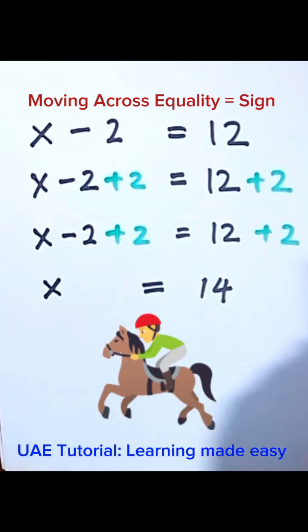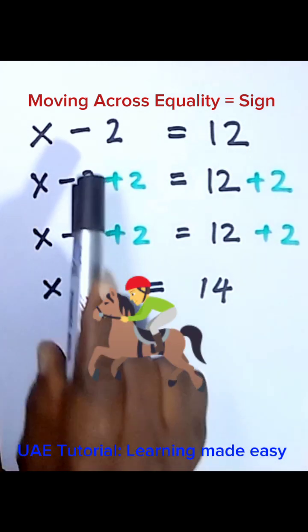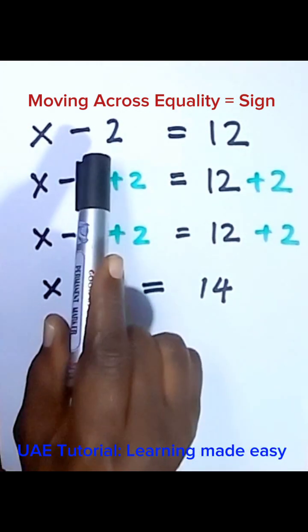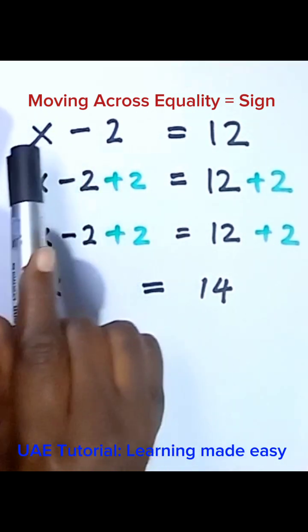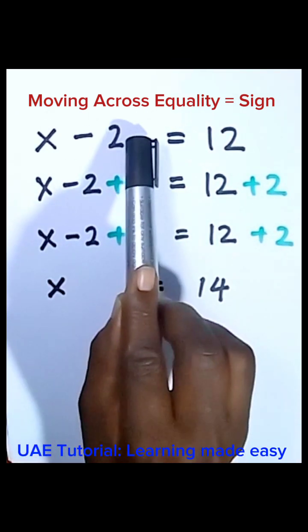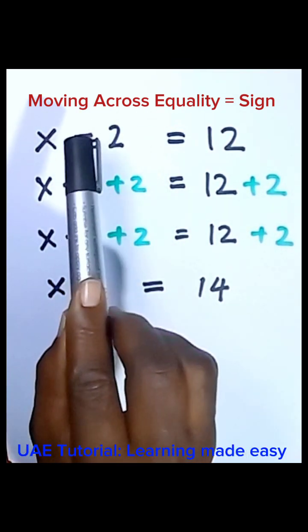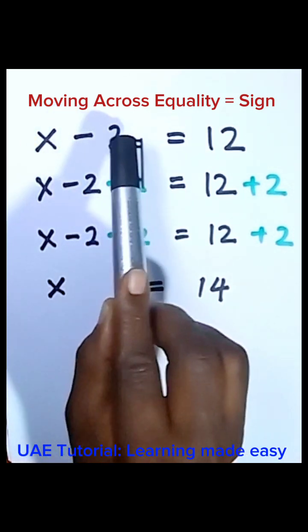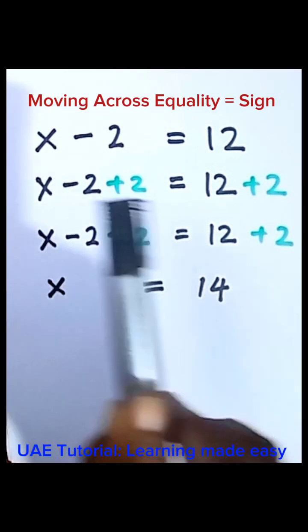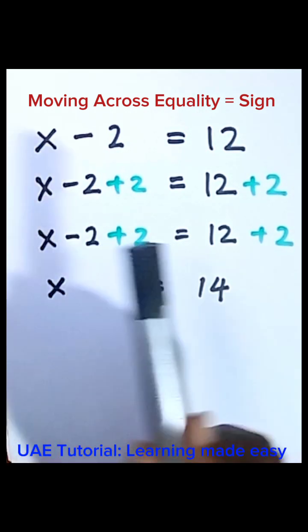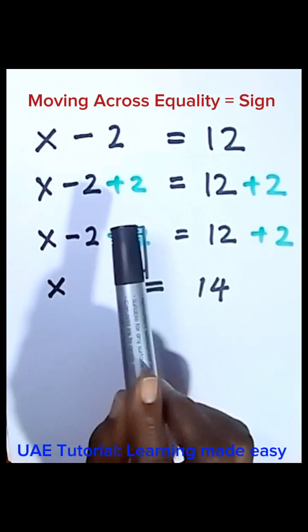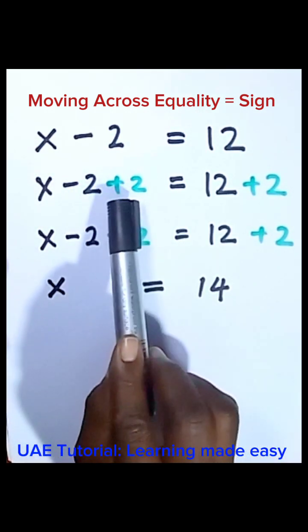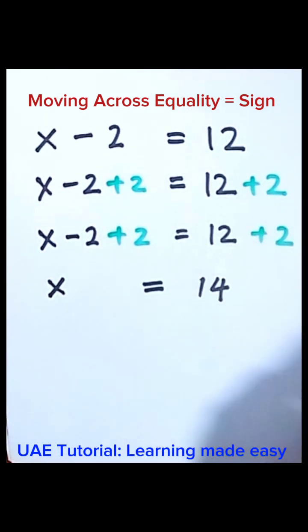Before now, in all our videos, we said that if you have something like this, to make x free on one side, you have to break this bond. That thing that is attached to x, you want to remove it so that x can be free on one side. And to do that, you add plus 2 to both sides of the equation.